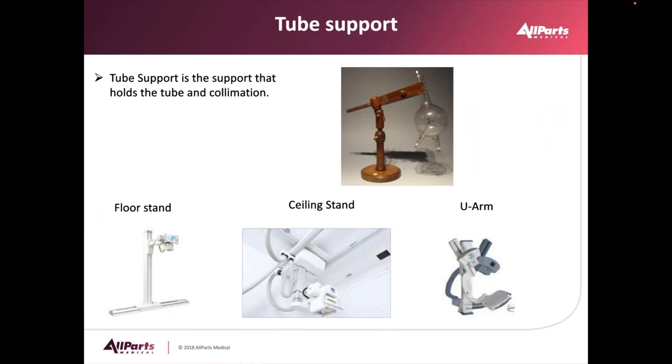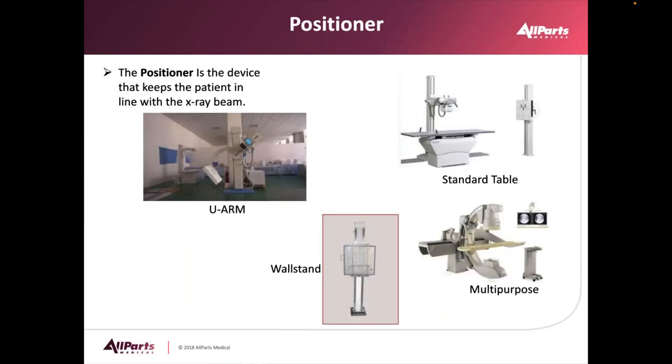The X-ray tube is mounted to some kind of tube support, whether it be a floor-mounted tube support, a ceiling-mounted tube support, or a U-arm, which is used for stretcher work. Now that we have our X-ray tube mounted to a tube stand, we need a device to keep the patient lined up with the X-ray beam. There are different components. One of them is the U-arm, which has the detector attached at one end and the X-ray tube at the other. Or we have a standard table where the patient lays flat, and the table can either have four-way floating or raise up and down.